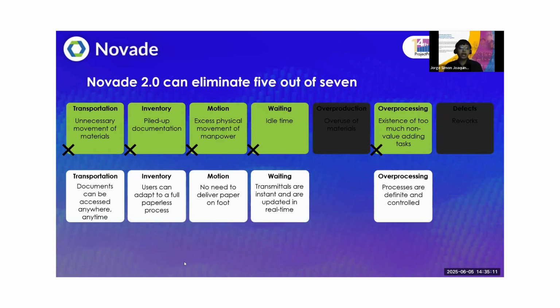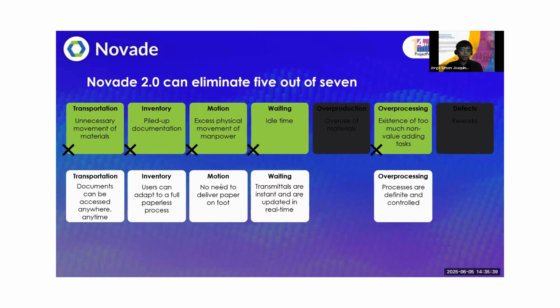And last one, we have overprocessing. Processes are definite and controlled. As said earlier, in Novade 2.0, we can create a lot of our form templates as well, including our dashboards. These are controlled by the system. No more errors on the forms, or if there are errors on the forms, we can rectify them easily without even using any other tools, just our phones or our laptops.